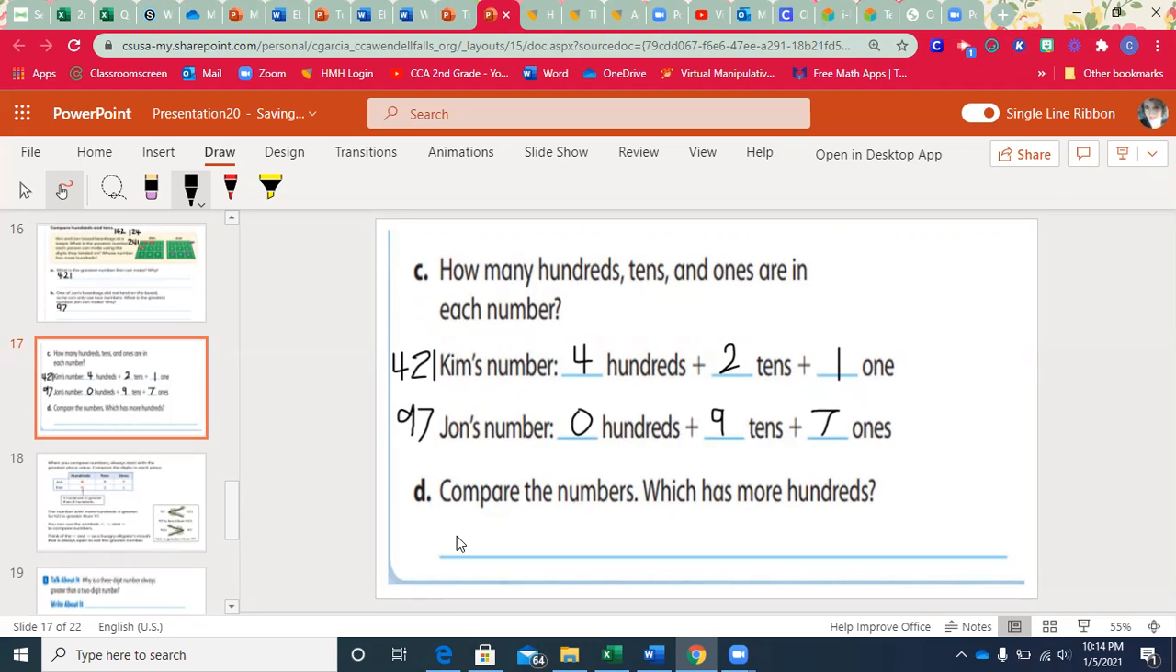Which has more hundreds? Well, Kim's number has more hundreds, so I would write 421 has more hundreds. Why does 421 have more hundreds? Well, because 97 doesn't even have any hundreds, right? That hundreds place of his number is blank. There are 0 hundreds. So if I look right here, Kim's number has 4 hundreds, John's number has 0 hundreds. 4 is greater than 0. So which number has more hundreds?